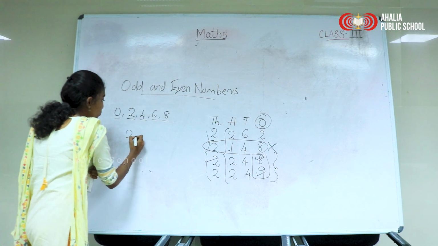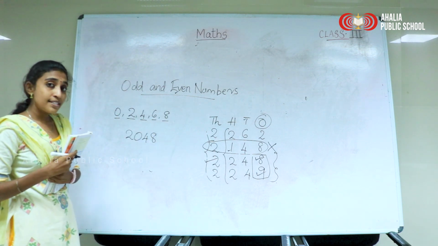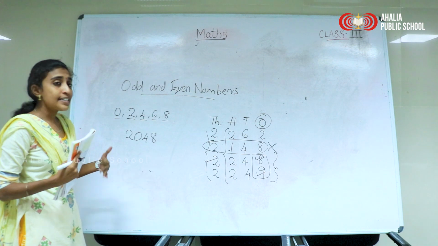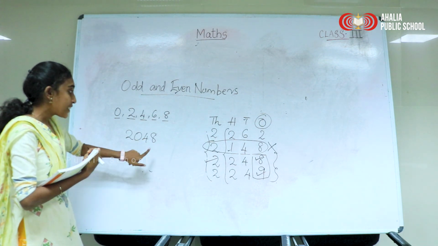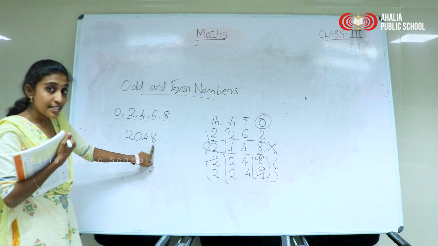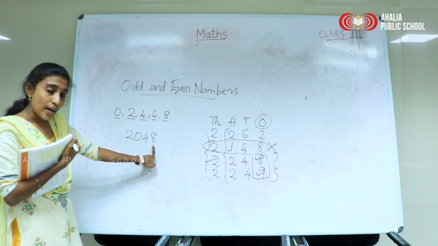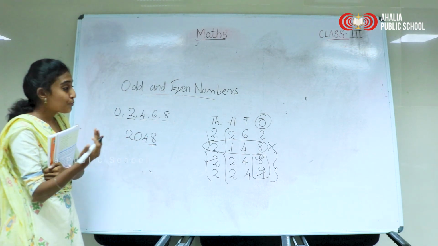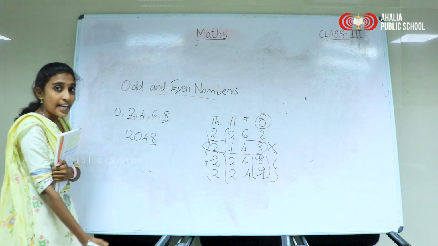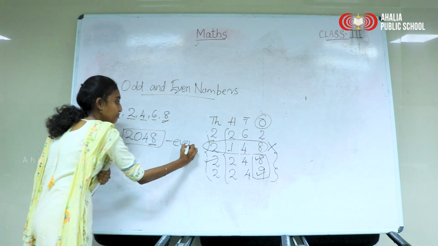Example, 2048. The question is whether 2048 is an odd number or an even number. How will you find it? We will check the last digit, that is, the number in ones place. In ones place we have 8. We already knew 8 is an even number, and hence this number will be even.